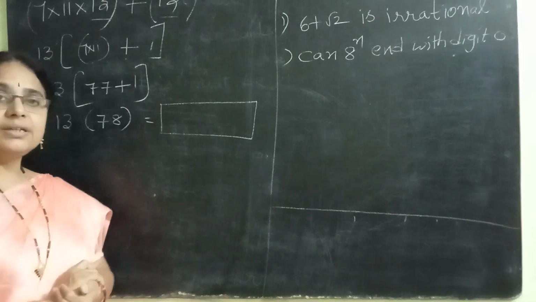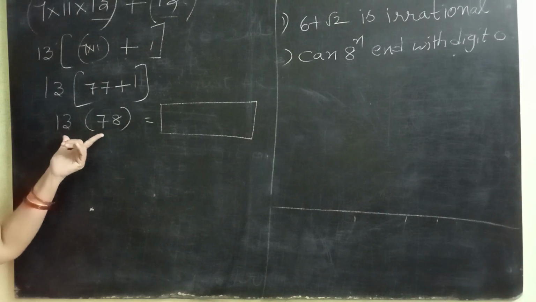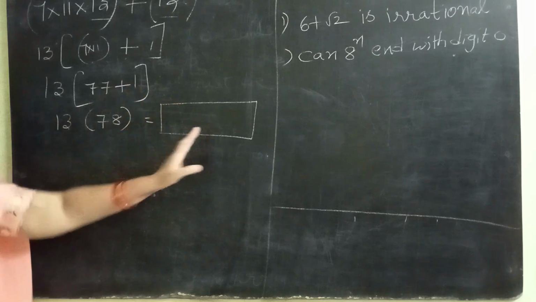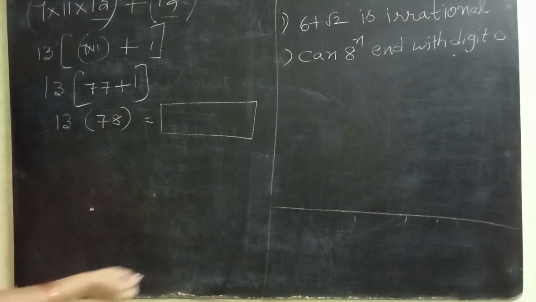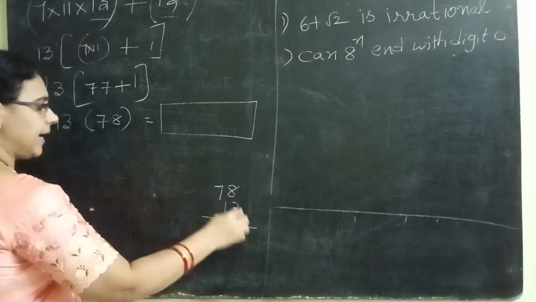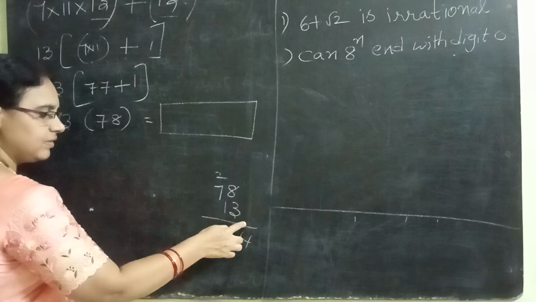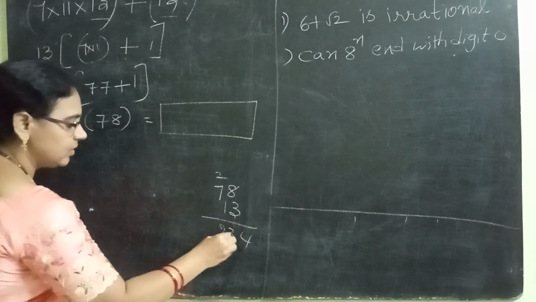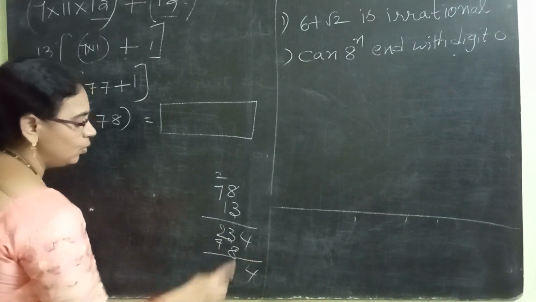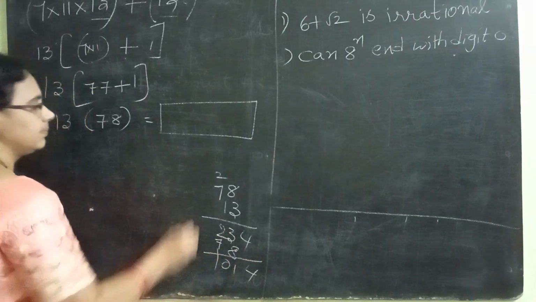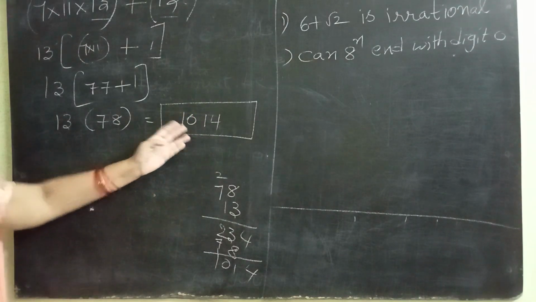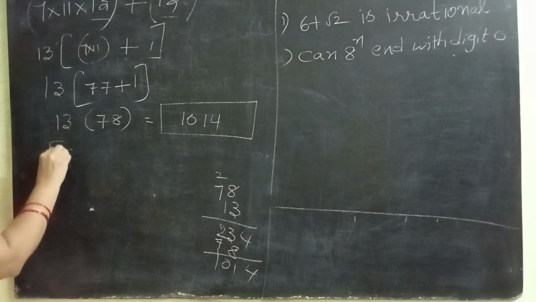Here it is very clear: two factors we observed. For this number, 13 is a factor, and 78 is also a factor. Multiply these two: 78 times 13. 8 times 3 is 24. 7 times 3 is 21 plus 2, 23. 1 times 8 is 8. 1 times 7 is 7. So the answer is 1014. What are the factors of 1014?